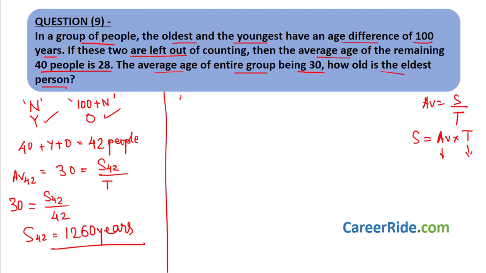Now, what they have given is, if you exclude the youngest and the oldest, average age of the remaining 40 people is 28. That is nothing but sum of the ages of these 40 people divided by total number of people. So 28 would be, do we know sum of the ages of 40 people? No.